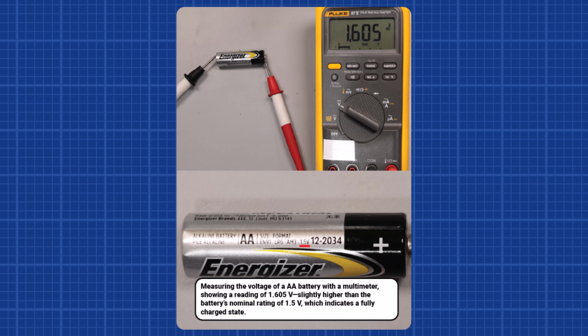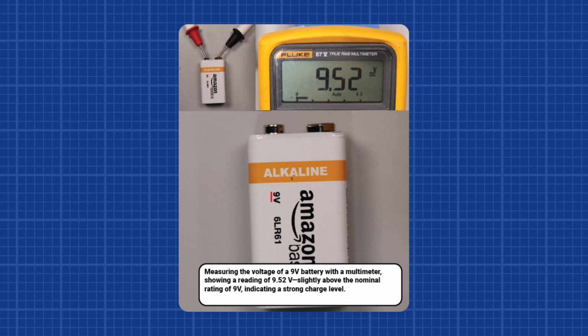First up is the AA battery. We'll set the multimeter to the appropriate DC voltage range with the black probe on the negative terminal and the red probe on the positive terminal. We get a reading of around 1.6 volts. Since AA batteries are typically rated at 1.5 volts, this slightly higher reading indicates that the battery is fully charged and ready for use.